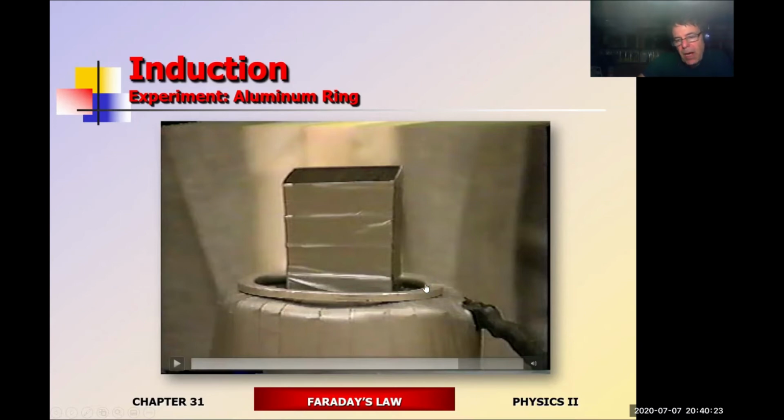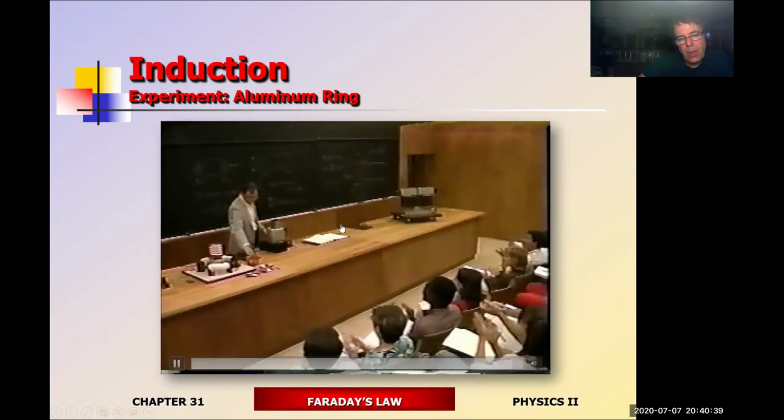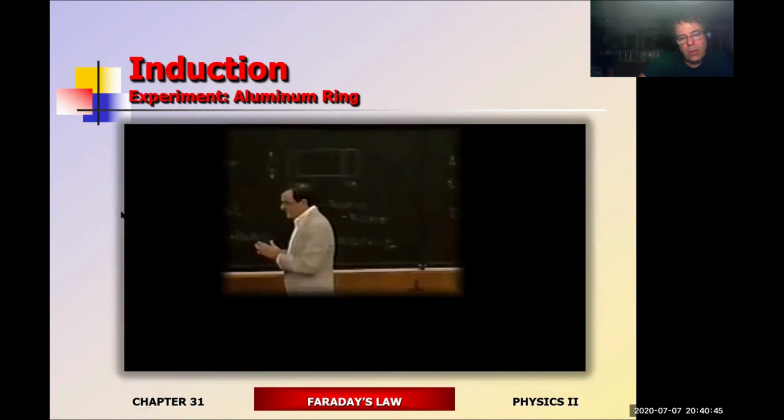What do you suppose would happen if I were to just put a gap here inside the aluminum? Do you think it's going to be able to generate a current that's going to oppose the change in flux? What do you guys think? Hold on. You ready for this? Here goes. Watch. There. If I were to place a gap inside the ring, do you think it's still going to work?